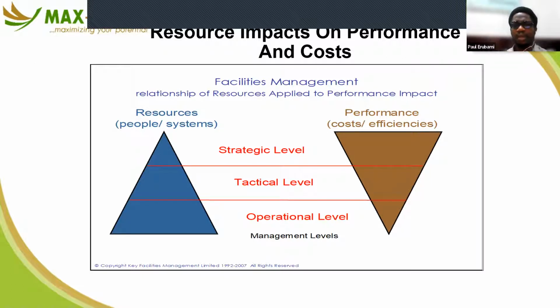So this is a way to look at the jobs that you do. So know that if you are not having strategic planning, no matter how much you run kitty and kata at the operational level, you are going to be achieving very, very little. And that's the whole idea of understanding this resource impact on performance and costs.